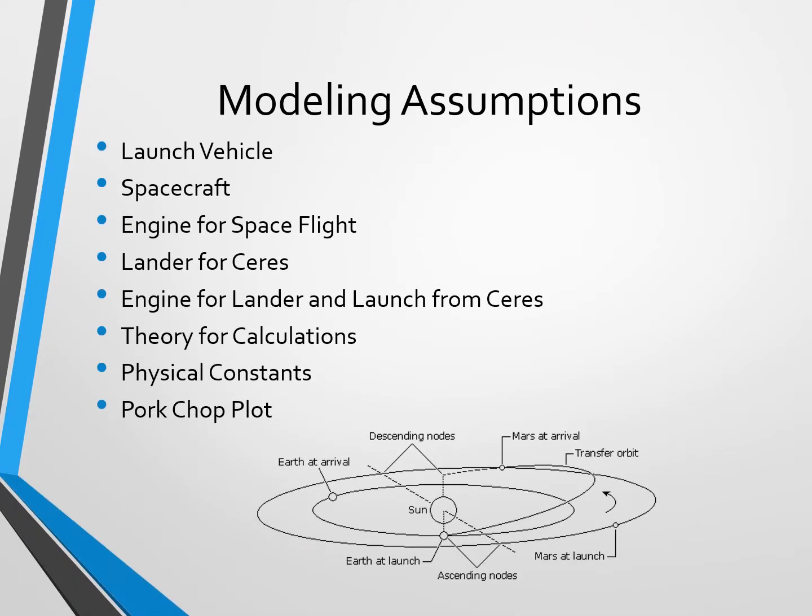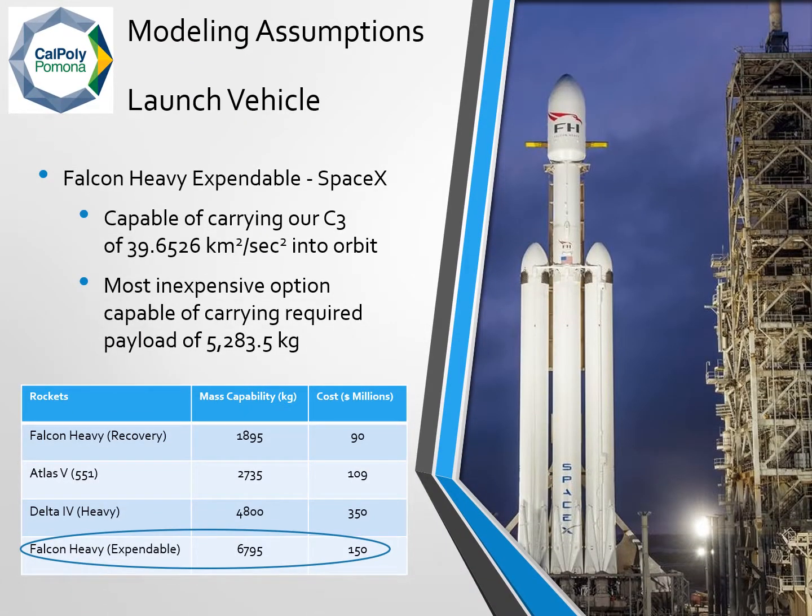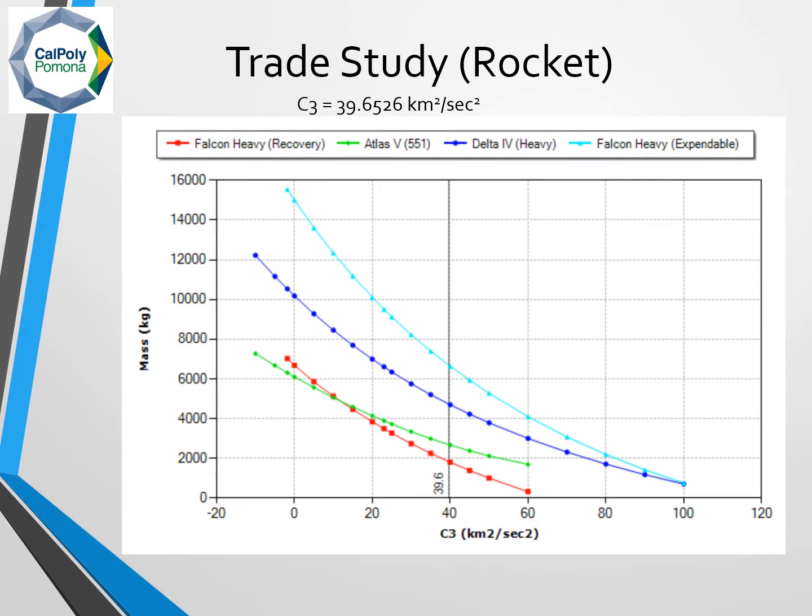On this slide, you can see what will be discussed on our modeling assumptions for the entire space mission from the launch vehicle to Earth arrival. Our team decided to use the Falcon Heavy expendable for our launch vehicle because it can carry our payload into a hyperbolic trajectory away from Earth at a cost of $150 million. Our decision was based on how much mass the rocket can carry at a proposed C3 of approximately 39 kilometers squared per second squared.